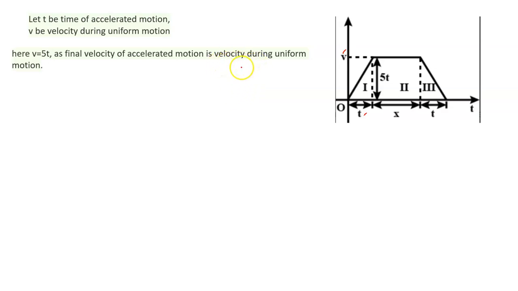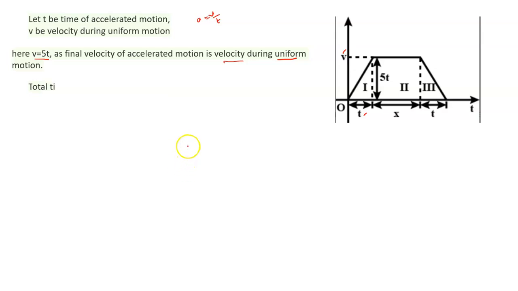During uniform motion there is no change in velocity. The acceleration is velocity upon time, so cross multiplying, acceleration equals v upon t. The velocity during uniform motion is the same as the final velocity of accelerated motion. So velocity will be 5t. Got it? Now the next part.